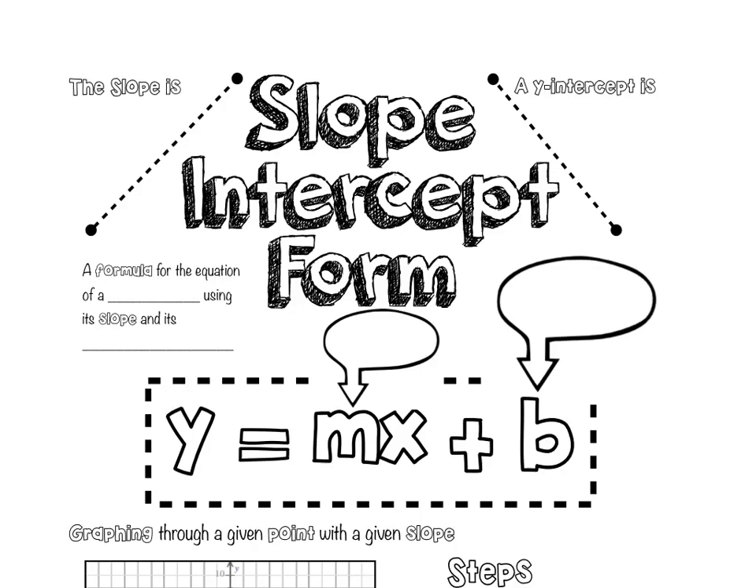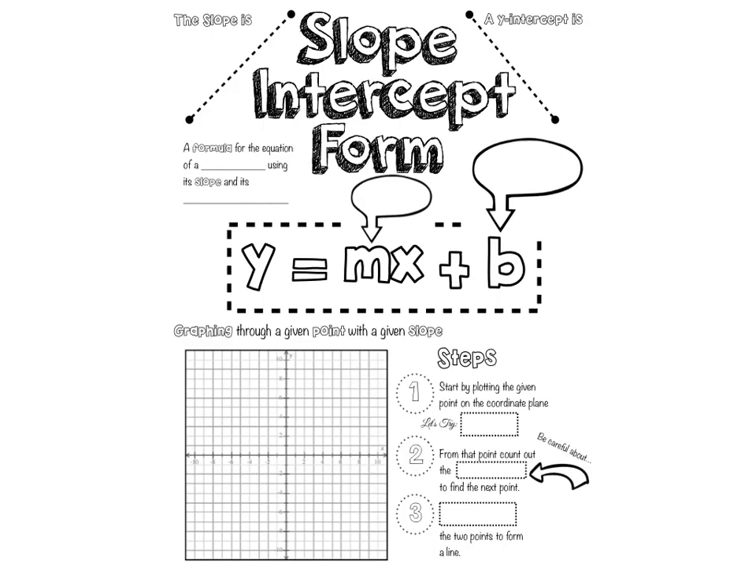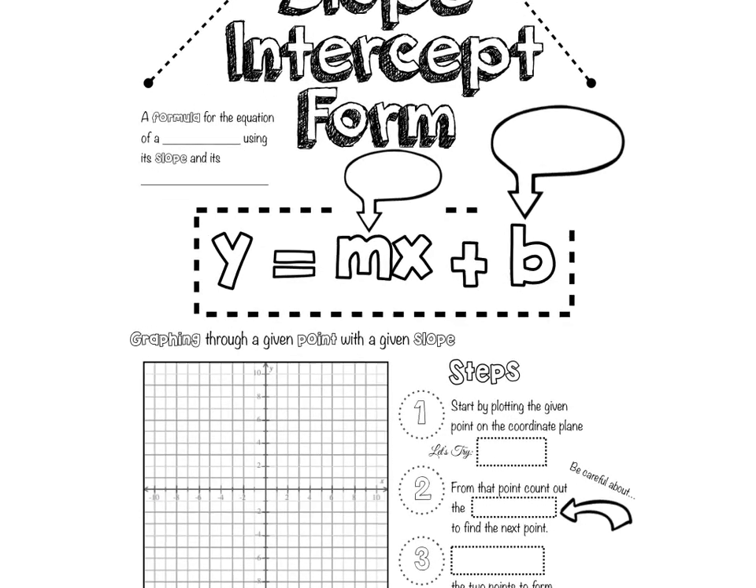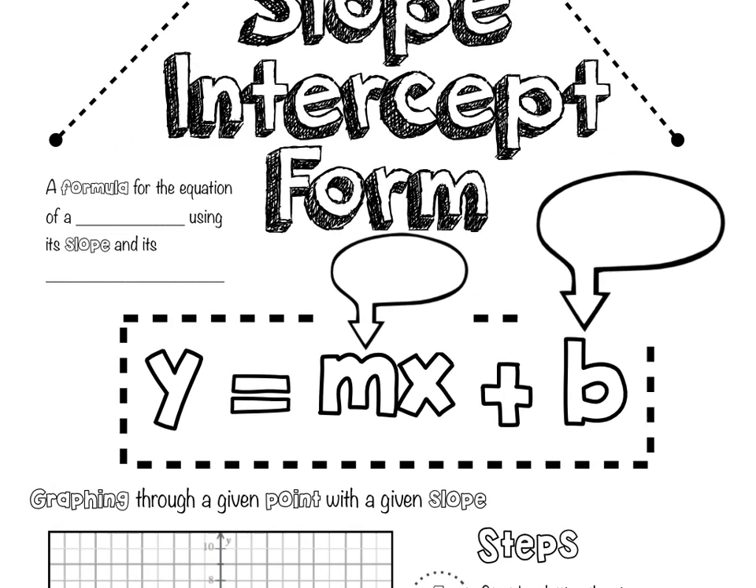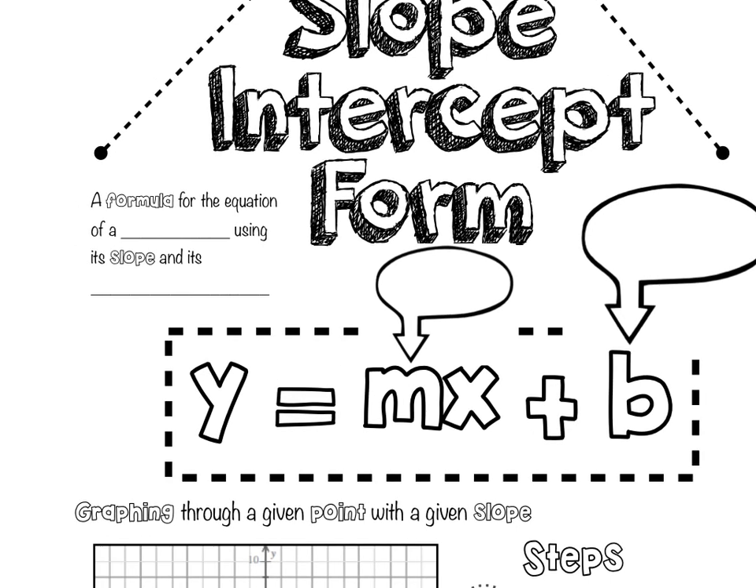Hey guys, so we're moving on to the next set of notes in Unit 5, and this is talking all about graphing lines using slope-intercept form. And all slope-intercept form is, it is a formula for the equation of a line using its slope and its y-intercept. Okay?